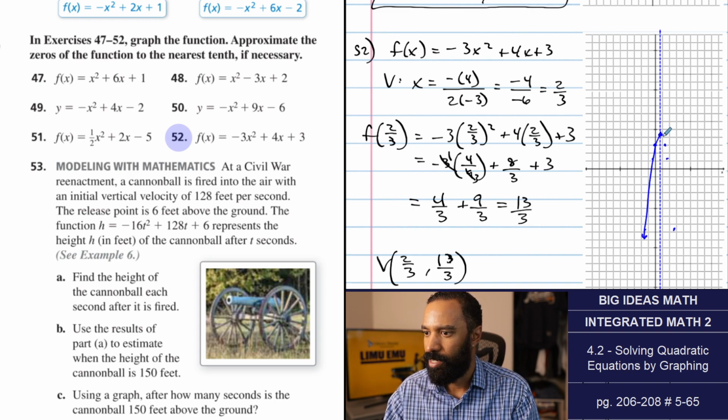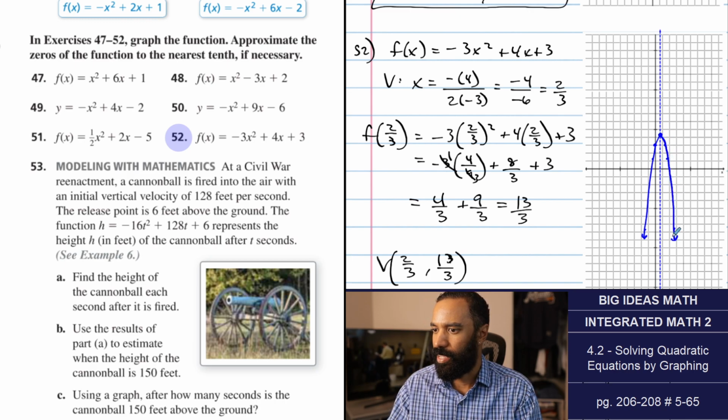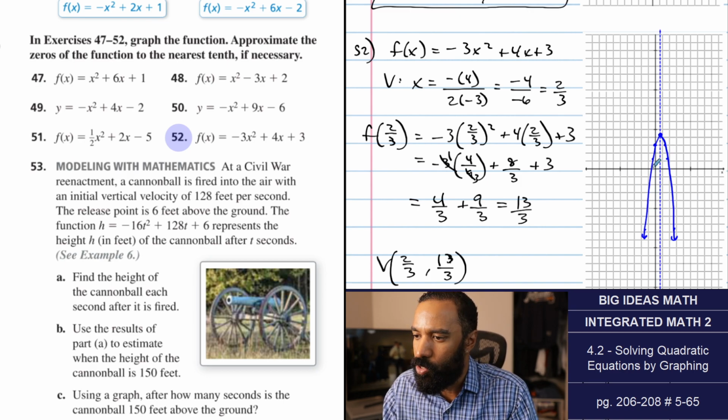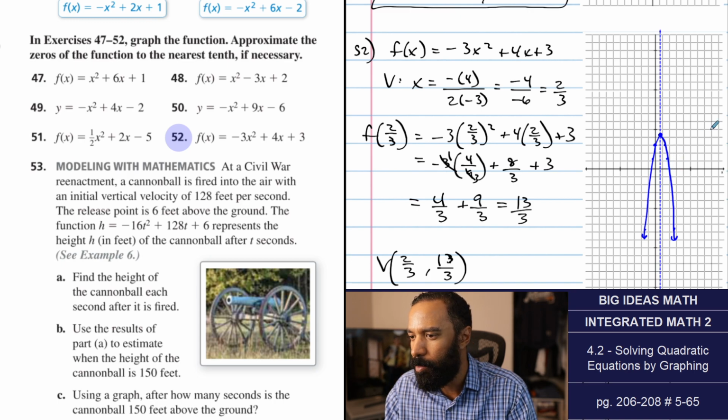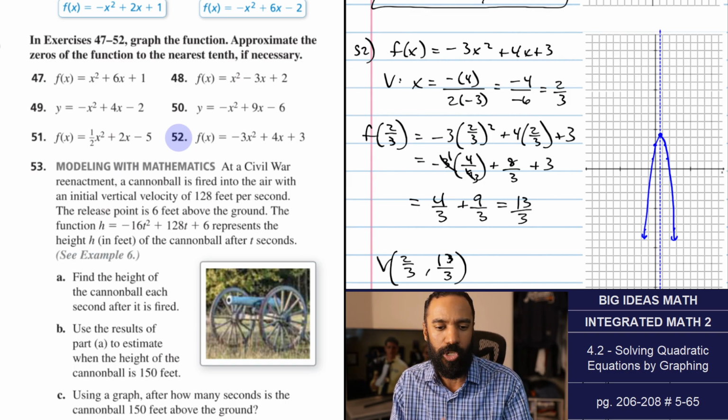Kind of like that. And kind of like that. Okay. So this is going to hit somewhere between 0 and -1, and somewhere between, well, if I did it a little better looking, probably somewhere between 1 and 2. I'm going to go between 1 and 3 to be sure here.